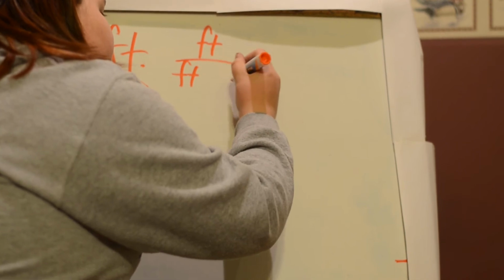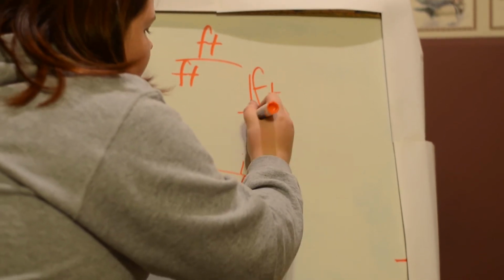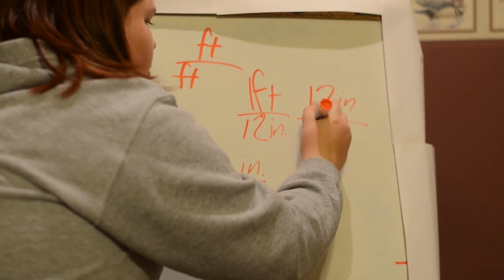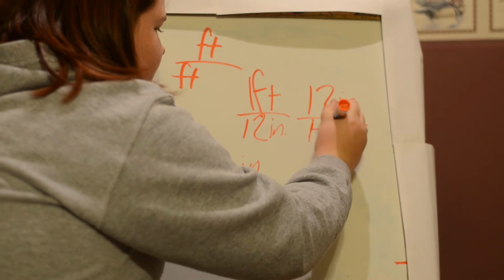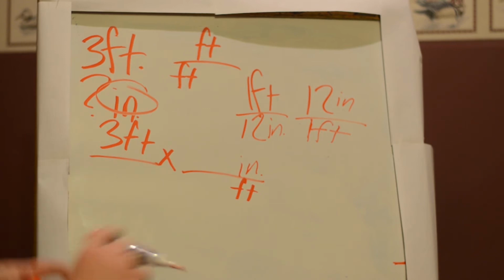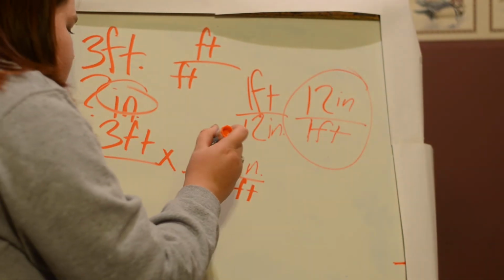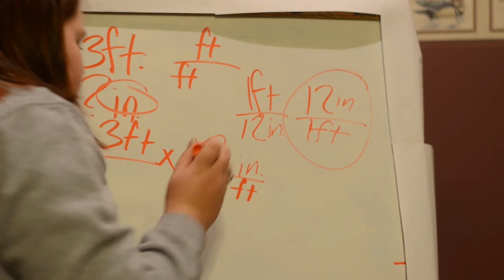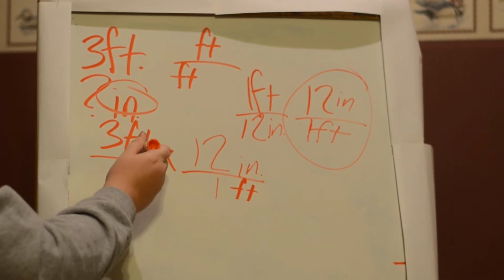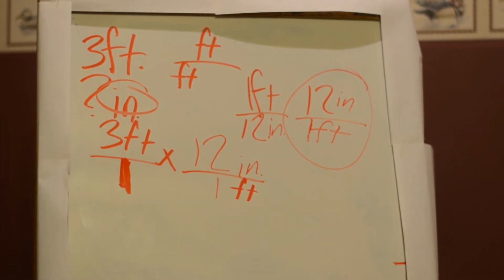And she said that you can have 1 foot as 12 inches or 12 inches as 1 foot. So if we have 3 feet and we need feet on the bottom, we're going to need to use the one that comes with feet on the bottom. So you fill in 12 inches is 1 foot. And unless you're told otherwise, which I don't think in all of the time that I've done chemistry we've been told otherwise, this is always 1. You always assume that to be 1. So then you just multiply like you would any other problem.